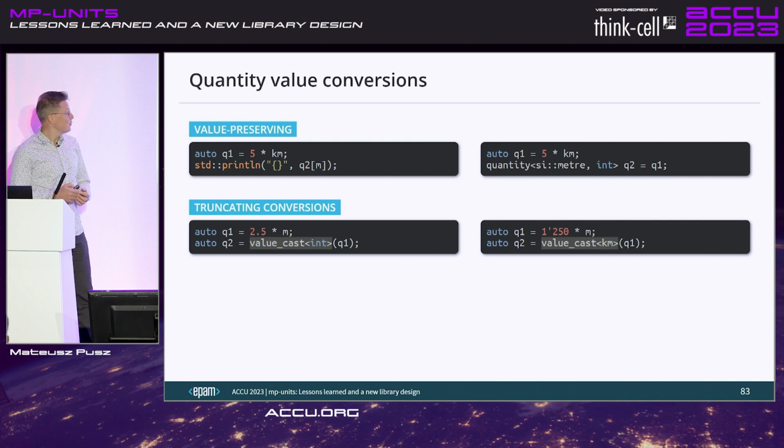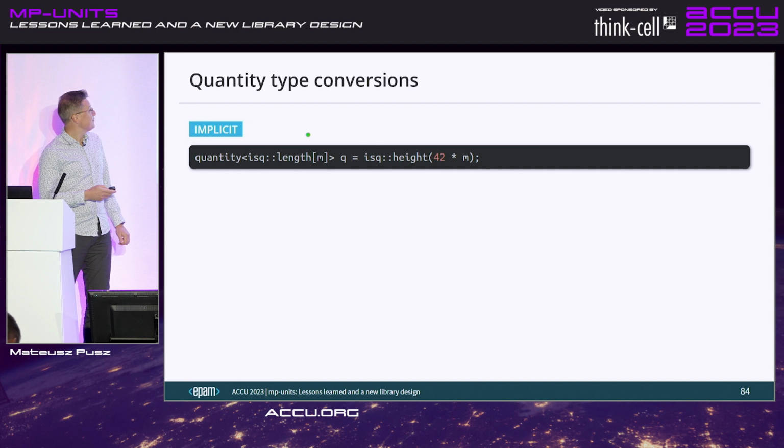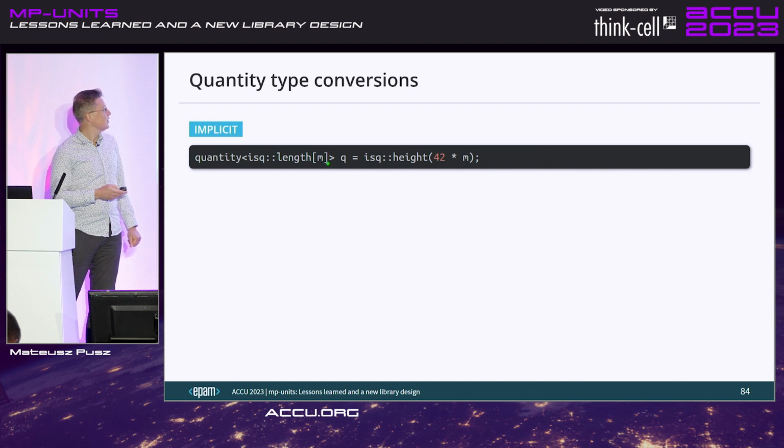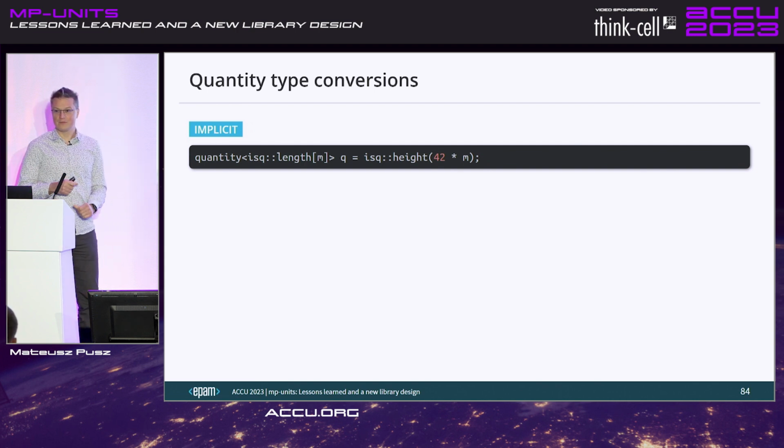So this is about the values. What about the types? Every height is a length, so you can assign height to length. If you have a function expecting a length, you can always pass height there and it's fine.